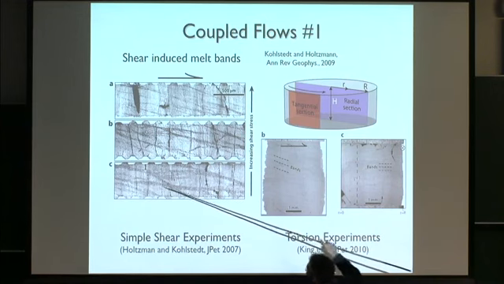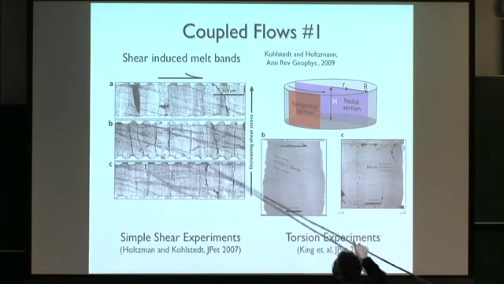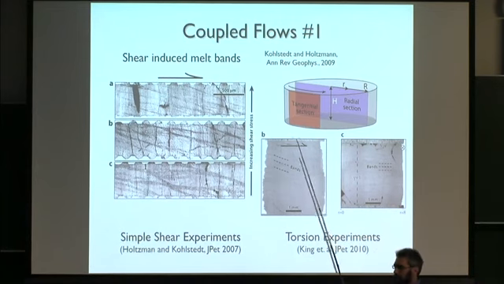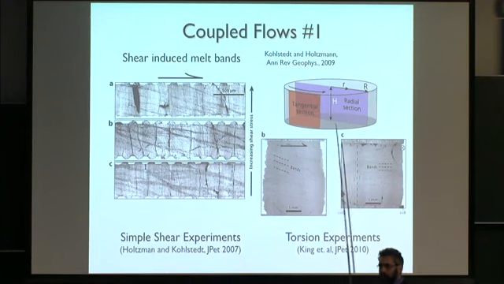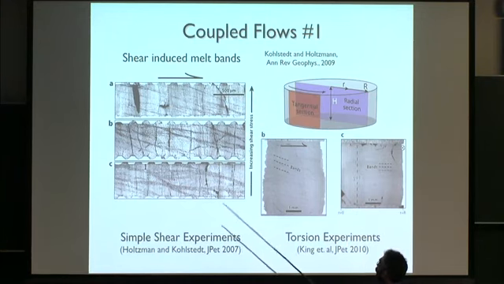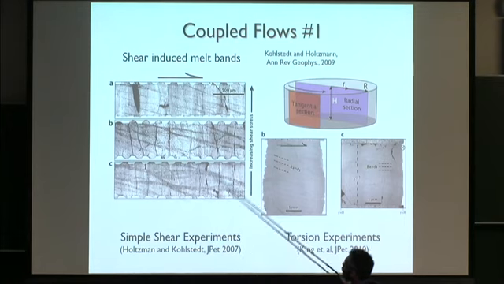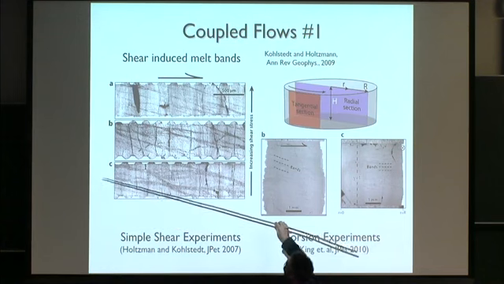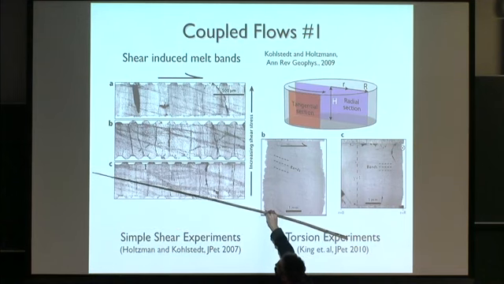What you want to look at are these low angle, these black regions here. These are melt-rich bands. The melt started out uniformly distributed, and after you sheared it, it localized into these melt-rich bands. What was interesting is that, well, it depends on the stress, but they're at these relatively low angles to the shear plane.